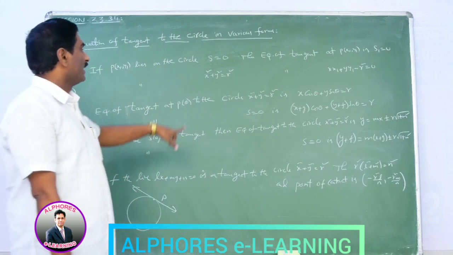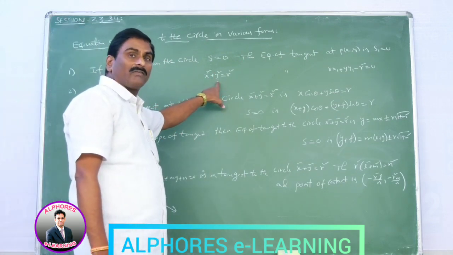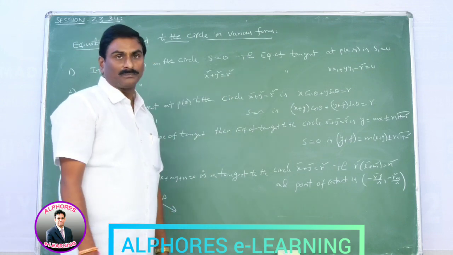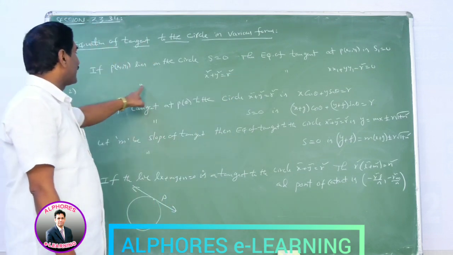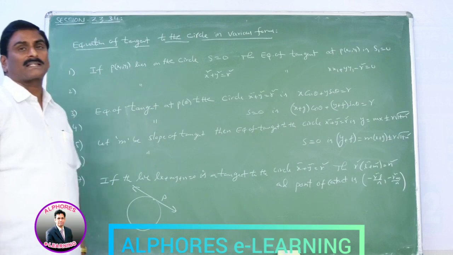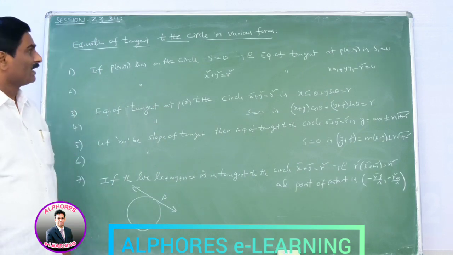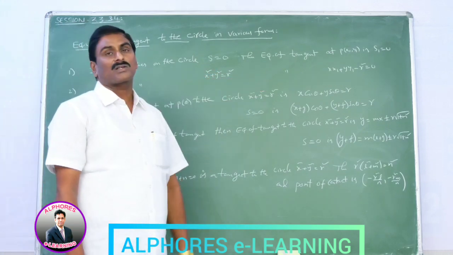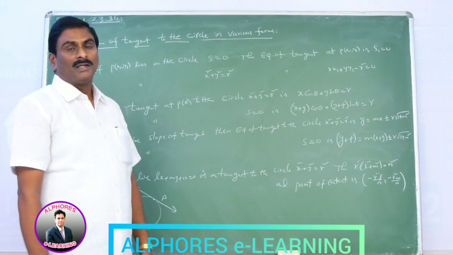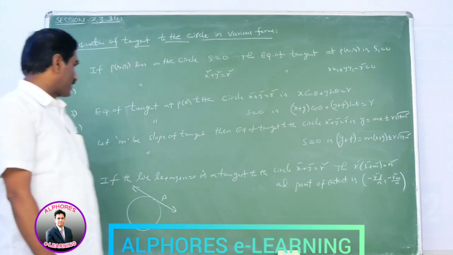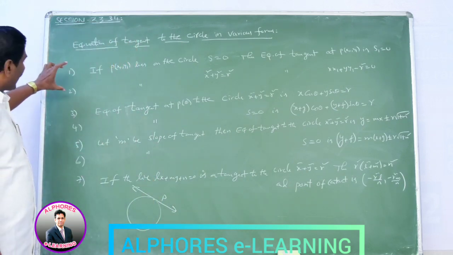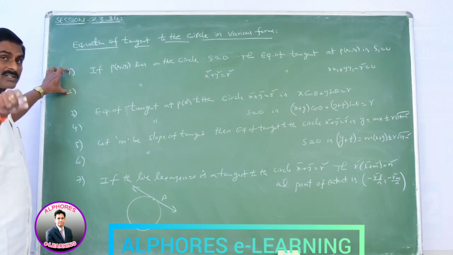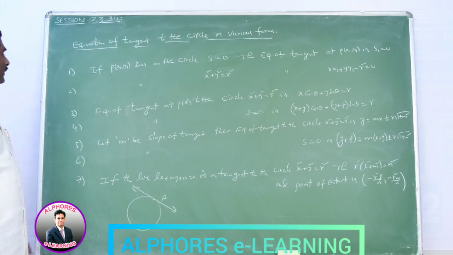Here S1 means xx1 + yy1 - r² = 0. The equation of the tangent at P(x1, y1) to the circle x² + y² = r² is xx1 + yy1 - r² = 0. Okay, next. If the point on the circle is given, the equation of the tangent is S1 = 0. Please note this point.